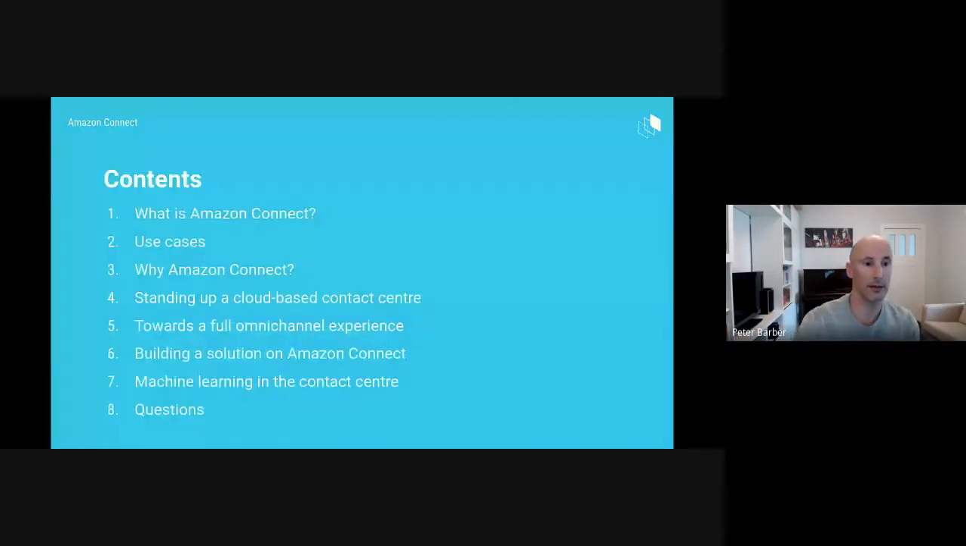Okay, so this is just what I'm going to cover over the next 40 minutes or so. Just a brief introduction to what is Amazon Connect for those of you not familiar with it. Some common use cases, just so you can get a feel for how customers can use Amazon Connect. Why Amazon Connect is an important solution, pretty groundbreaking in the current time. How to stand up a cloud-based contact center. And then towards an omnichannel experience, and then actually building a solution on Amazon Connect, and then more onto the machine learning aspects that we can take advantage of through Amazon Connect.